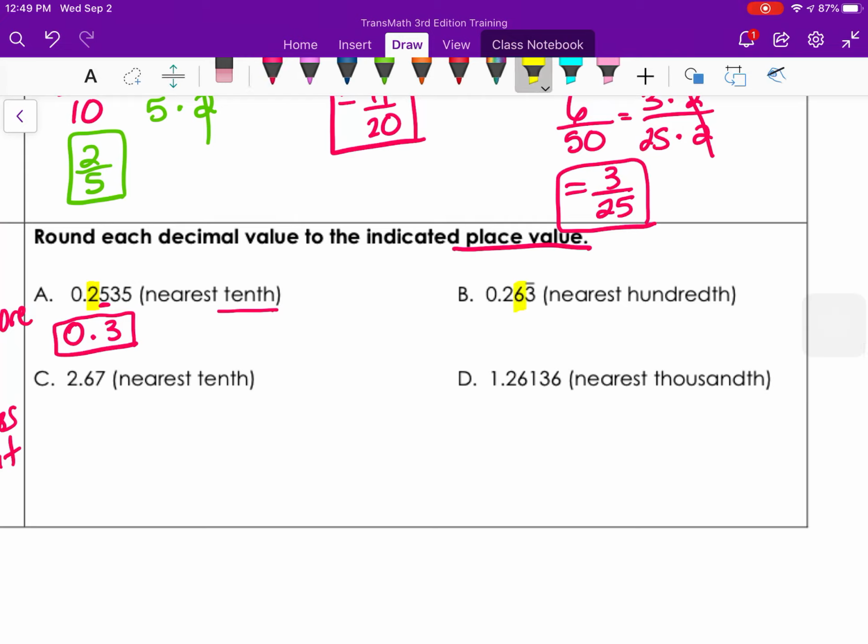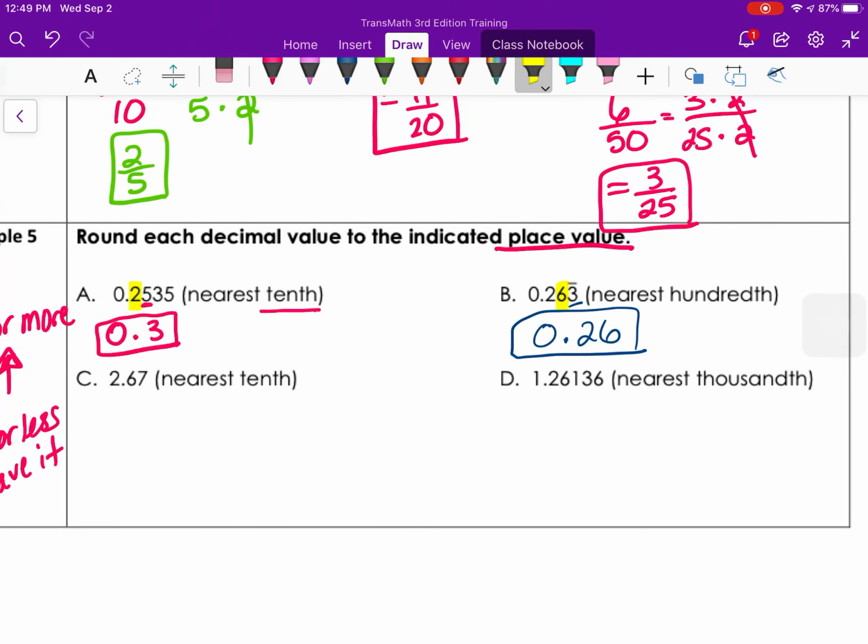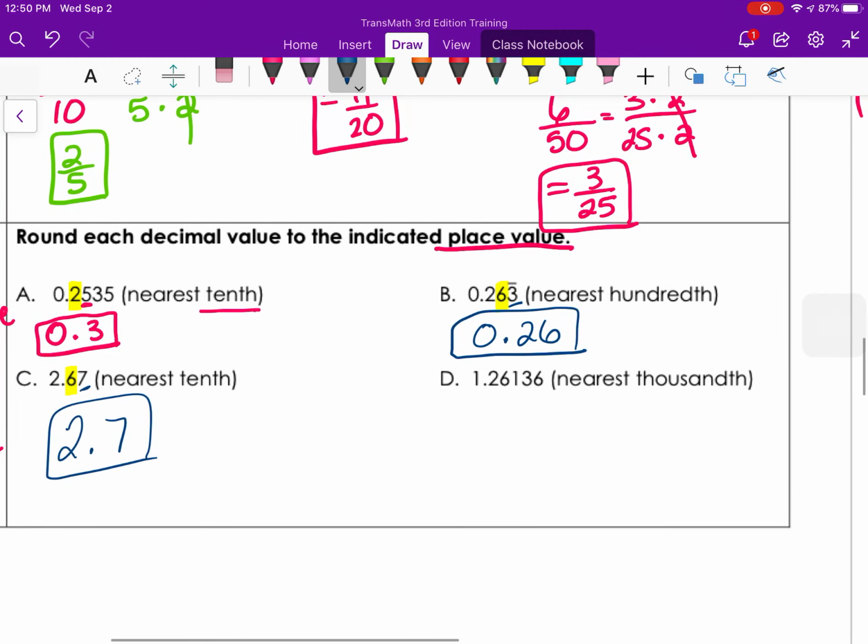To the nearest hundredth, that's the second place value. So you look at the number behind it. Here is a 3, so that means you do not round, you just leave it as 0.26. You do not change the 6 to a 7 because it's followed by a 3. The nearest tenth is the first decimal place again, so look at the following digit, which is a 7, which means I want to round up, so it'd be 0.7. The 6 goes up to 7.